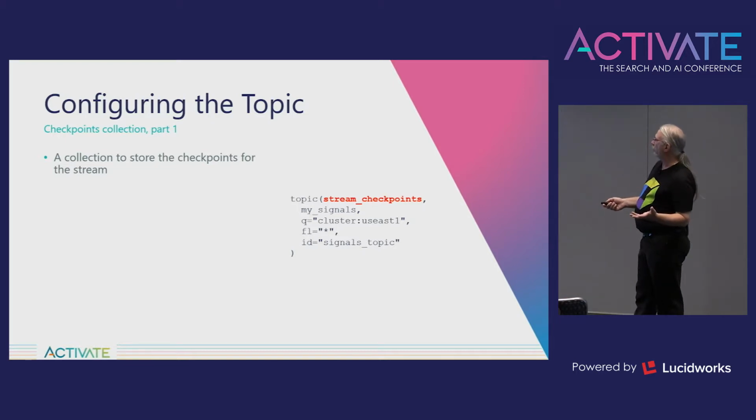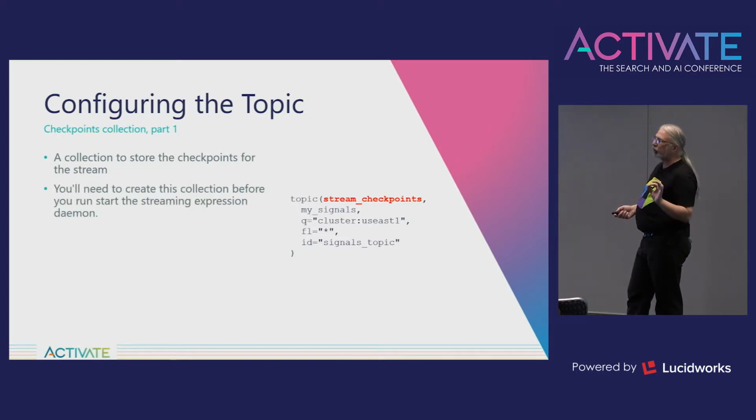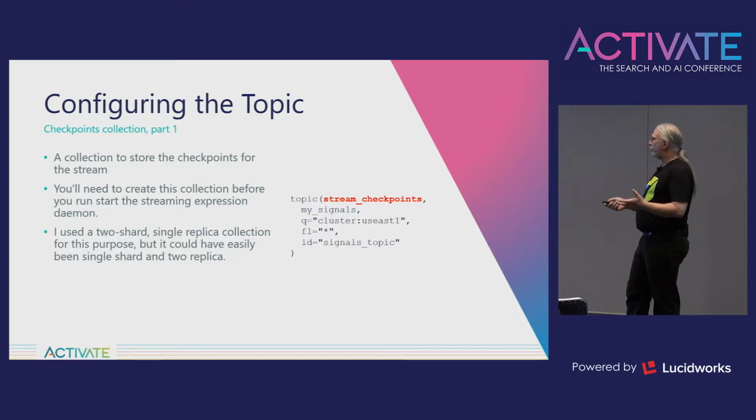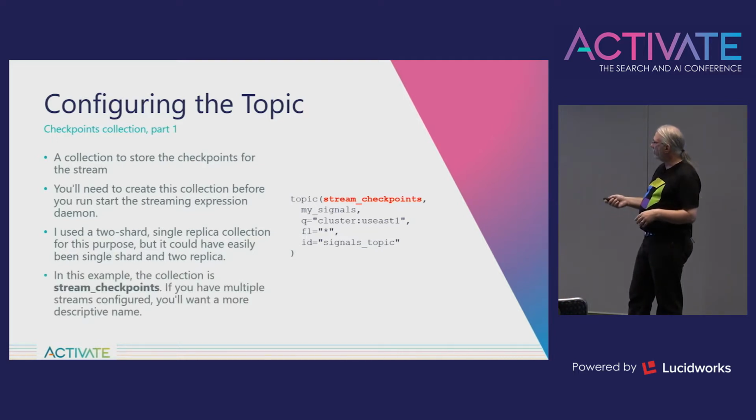So, collection to store the checkpoints. You'll need to create this collection, stream checkpoints, before you try to run the expression. It needs to exist. I happen to use a 2-shard single replica collection, but you could easily do a single shard 2 replica. That's up to you. And in this example, the collection, as I said, is stream checkpoints. That's a bit simple. If you're going to do a bunch of topics, you really want to have more descriptive names.